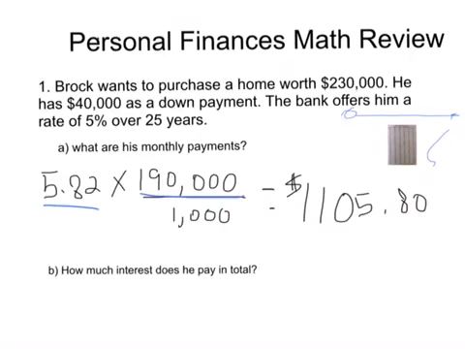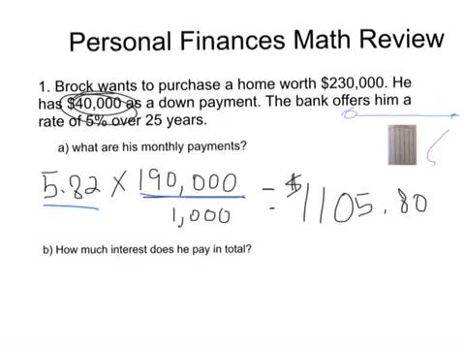So we get $1,105.80. That is his monthly payment. And again, we got 190 because he wants a $230,000 house, but he has $40,000 as his down payment. So you take 230 and you subtract 40.